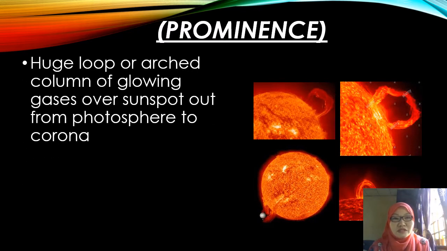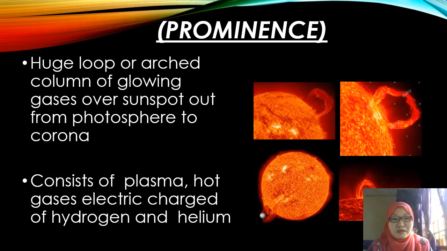Prominence is a huge loop or arc column of glowing gases over sunspots, reaching out from the photosphere to the corona. It consists of plasma, hot electrically charged gases of helium and hydrogen.